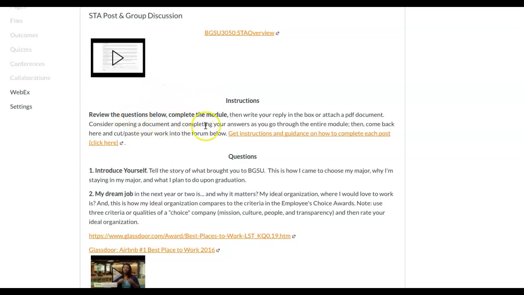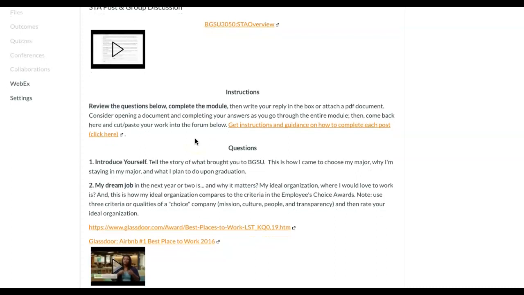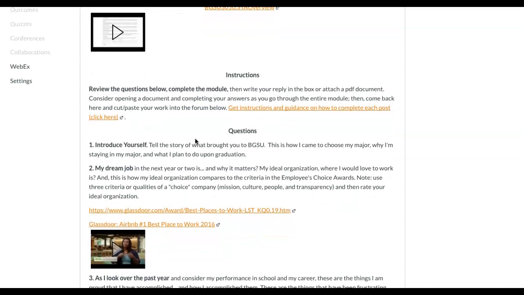It says review the questions below and then write the reply in the box or attach a PDF. I think students like it better if you copy and paste it in, because in other words, they don't have to click and download something and read it. It's quicker to read. There's instructions here which would help to clarify the length, and I'll show you some examples here.